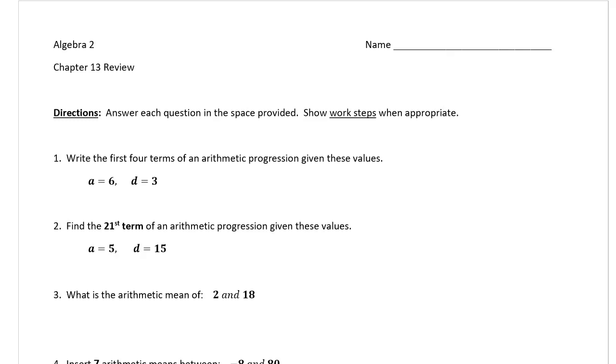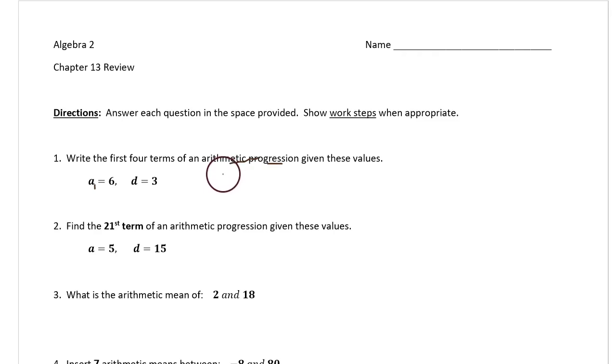Here are the answers for the Chapter 13 review worksheet. Number 1, write the first four terms of an arithmetic progression given these values. The letter A represents the first term. Sometimes that's even called A sub 1 to clarify that that means the first term. So if you ever see A sub 1 in a textbook, it means the first term of a sequence.